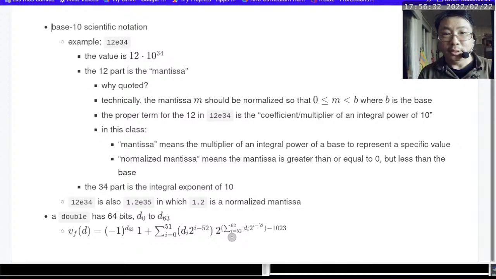Obviously, this is a little bit hard to interpret, right? So what we're going to do is some experiment. Say I have this specific v f of d that I want to represent. I want to use this equation here to figure out all the individual parts. So that's what we're going to do next.